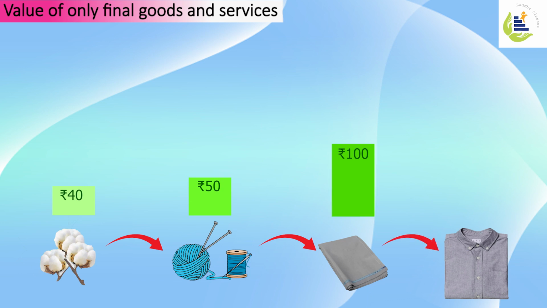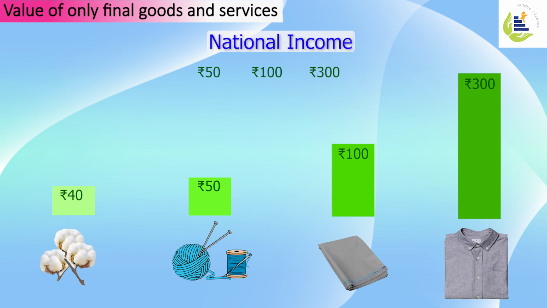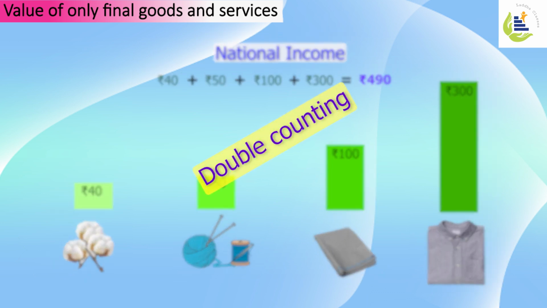And from that textile, if you make a final finished shirt, and the shirt is sold at 300 rupees, understand, in that 300 rupees, prices of all intermediate stages are included. So if you calculate national income from the shirt, from the textile level, from the yarn level, from the cotton level, then your national income will have a multifold value, which is not realistic. This is called double counting.